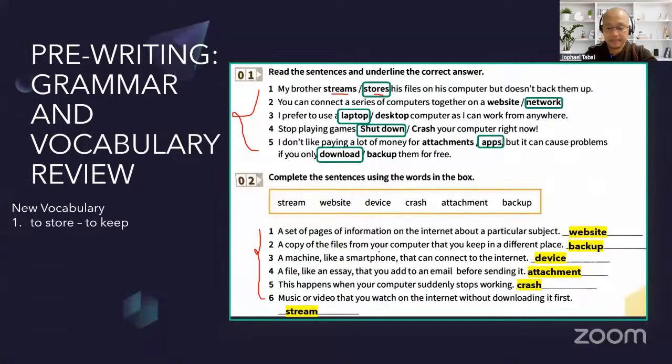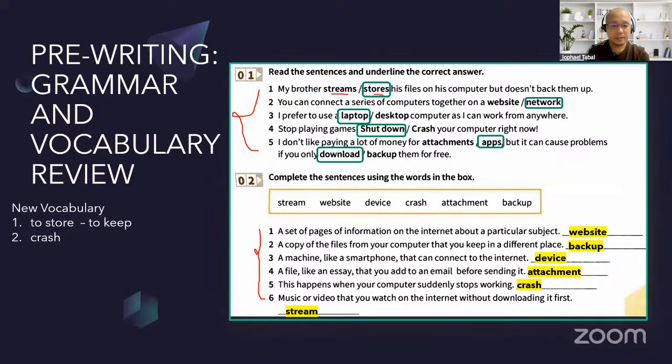Okay, a backup is something you use to keep your files safe. All right, and then crash means your computer suddenly stops working. Okay, so let's check the new vocabs here. Crash, my computer crashes. The function for this is verb. Okay, so I want you to get your notebook, and again, also this one is verb, to store. The function is also verb. All right, crash is also verb.